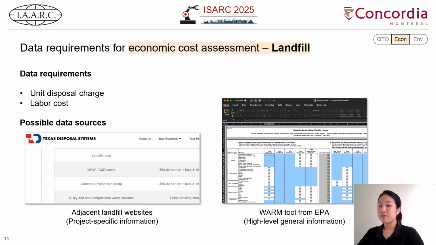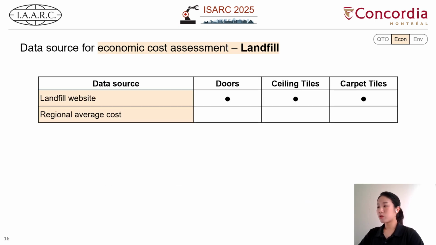Assessing the economic landfilling cost requires disposal charges and labor costs, which can be collected from adjacent landfills for more project-specific information. Or you can use a tool from the US EPA, which calculates all costs but not in detail. In the case study, since we know the project details, we use dumping costs scraped from the landfilling website.